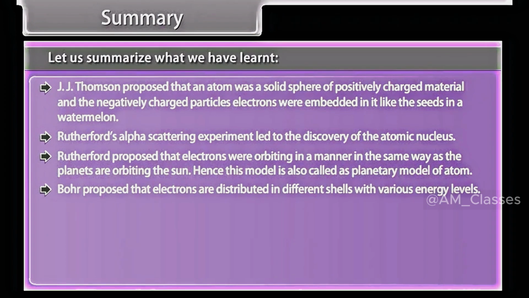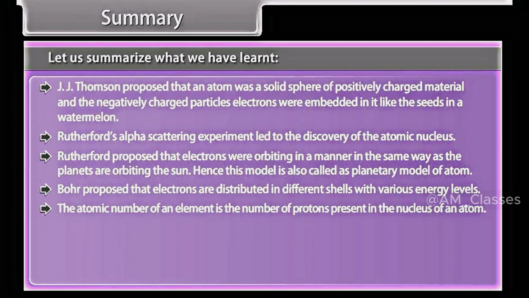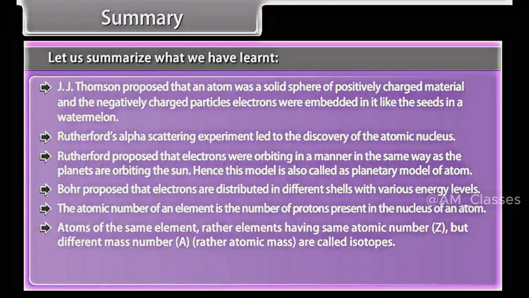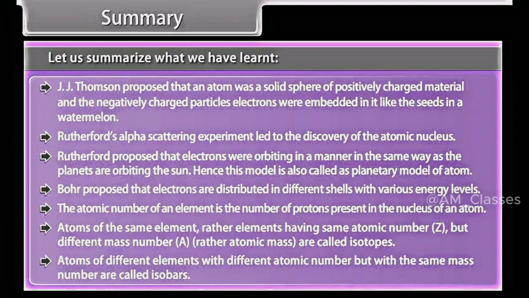Bohr proposed that electrons are distributed in different shells with various energy levels. The atomic number of an element is the number of protons present in the nucleus of an atom. Atoms of the same element, that is, elements having the same atomic number Z but different mass number A, or atomic mass, are called isotopes. Atoms of different elements with different atomic number but with the same mass number are called isobars.